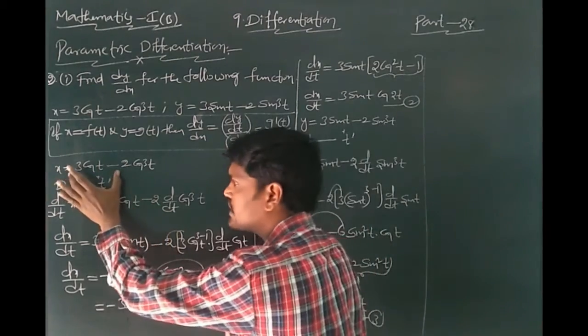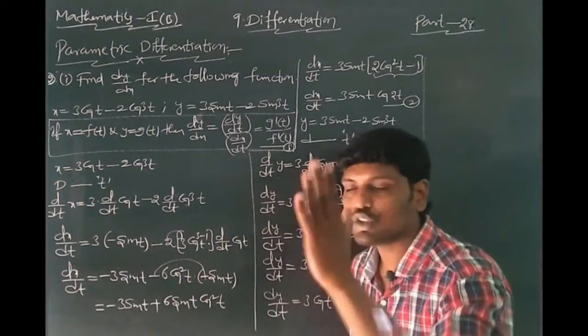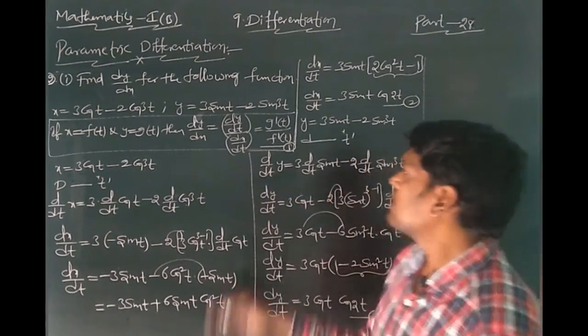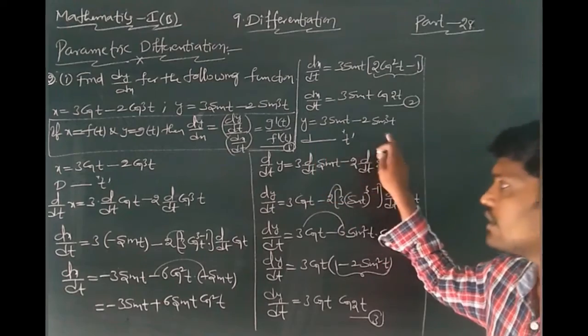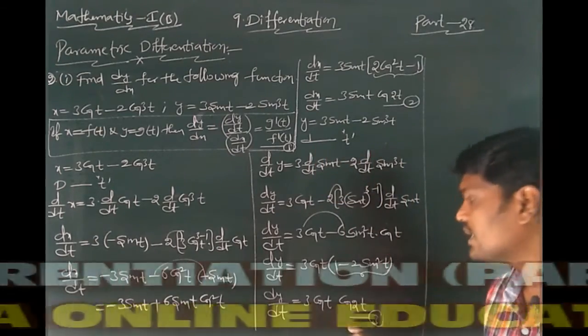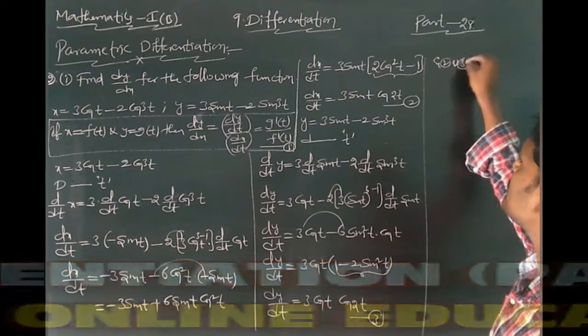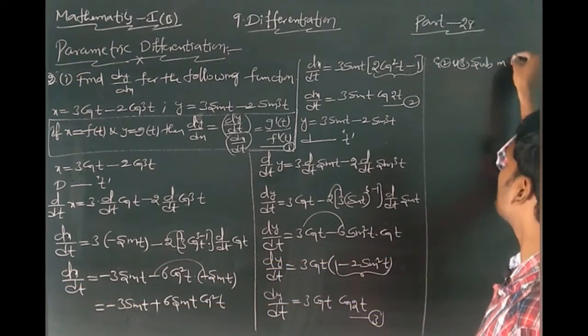First you have to take the x value in terms of t. First you can find dx by dt with respect to t in this way. Similarly, next you can write the y value. After that, derivative on both sides, dy by dt. These two values, equation 2 and 3, are substituted in equation 1.